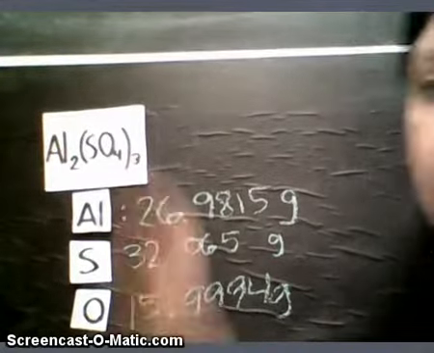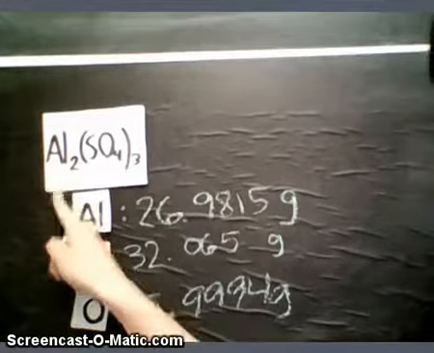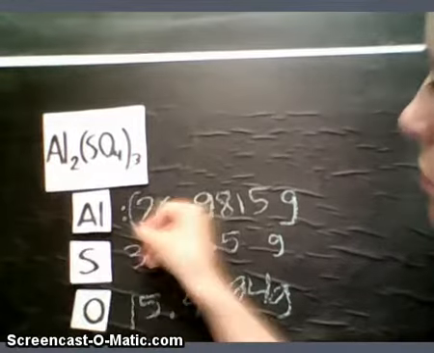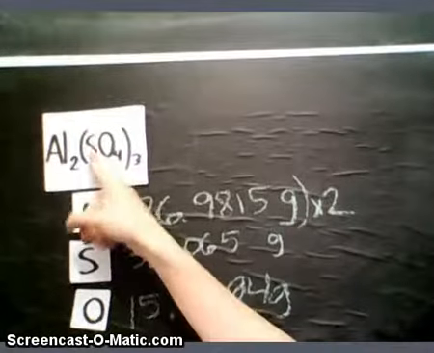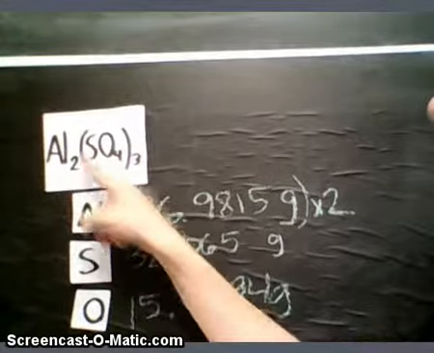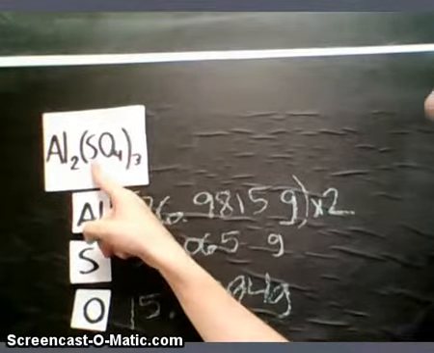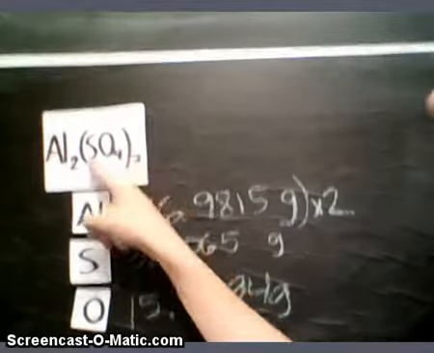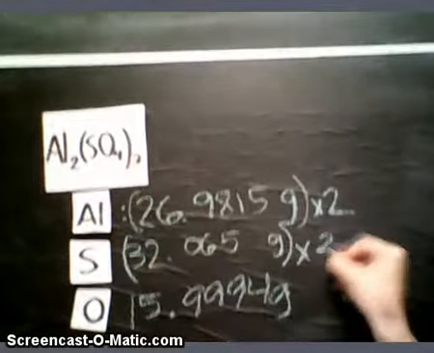Now, let's take a look at our compound. We have two atoms of aluminum, so this number has to be multiplied times 2. And here we have this unit, sulfate, is repeated 3 times. So there's one atom here, one sulfur atom, but we have 3 of these units. So we actually have 3 sulfur atoms. We're going to multiply this times 3.